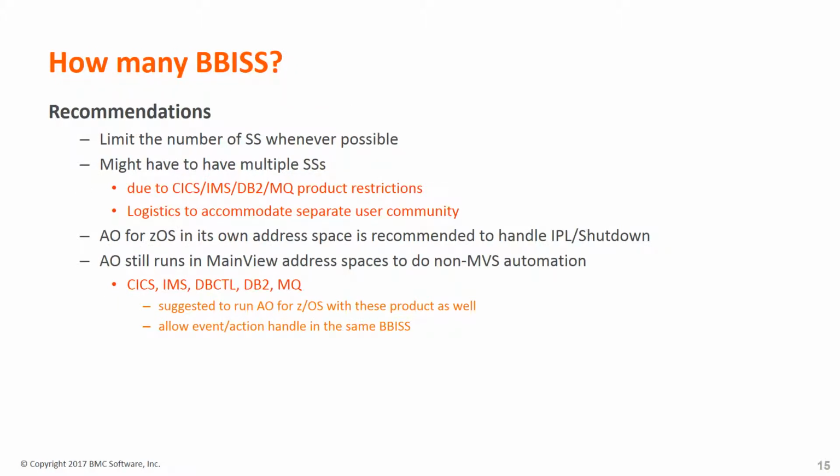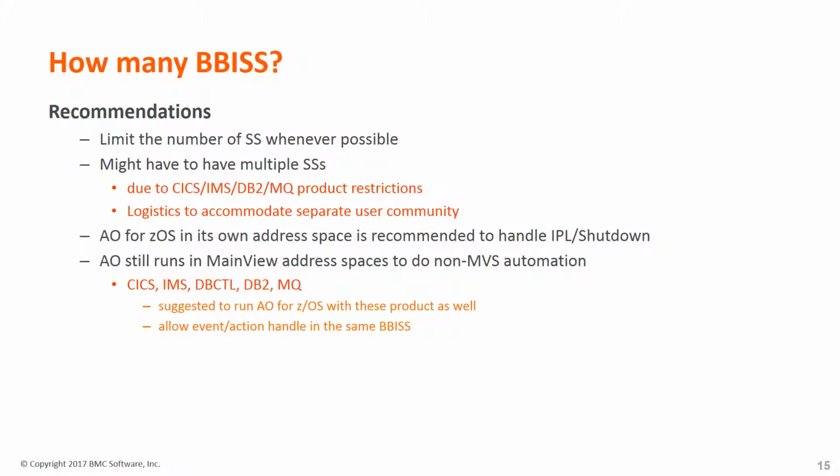How many BBISSs will you have in your environment? Well, it depends. We do recommend that you keep it to the minimum number possible, although there are situations where you will want to have more than one. Some customers like to break out their BBISSs by function, so they'll have one for CICS, another one for IMS, another one for DB2, another one for MQ. There are also going to be situations where you exceed the architectural limits. So if you have 300 CICS regions, then you're going to need 3 BBISSs to support that.